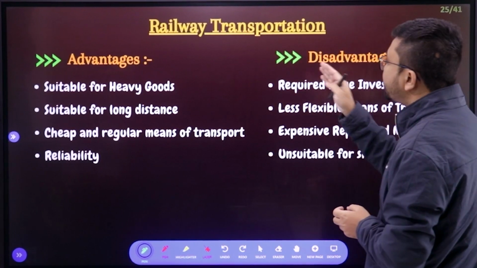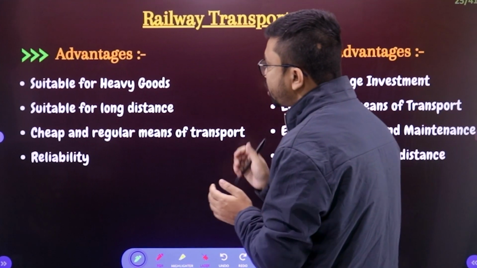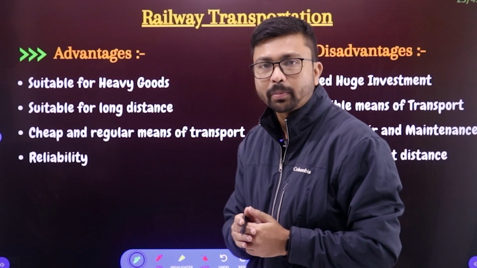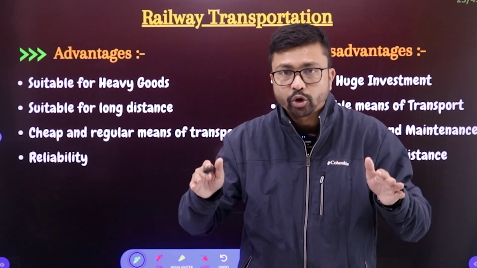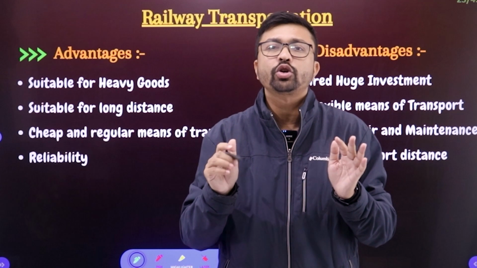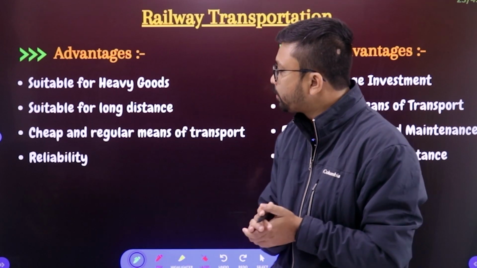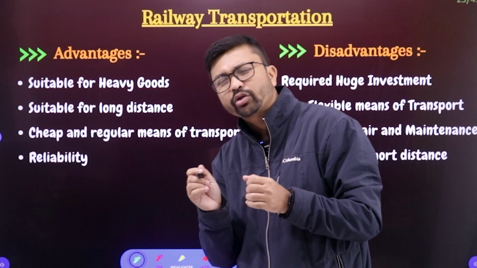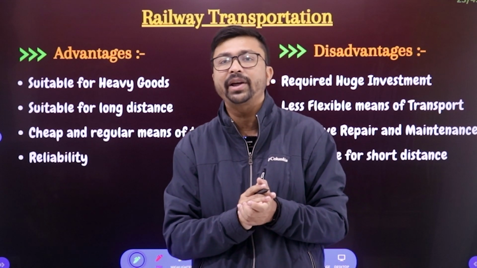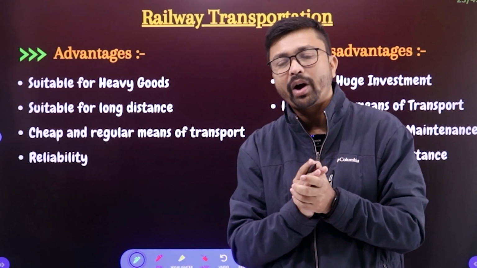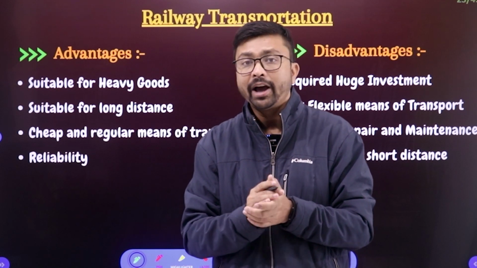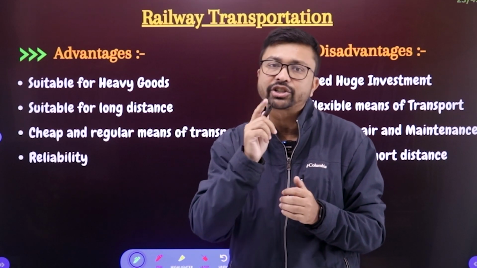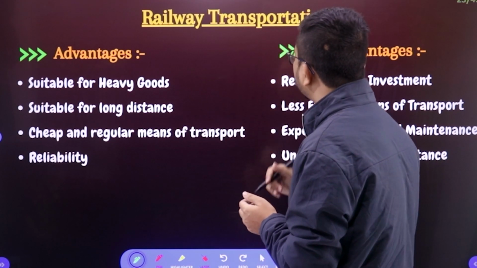Now next, see the advantages and disadvantages of railways. So what are the advantages? Suitable for heavy goods, right? Suitable for long distance. Why is it suitable for long distance? There will be enough space and scope, and the jerking will be less, so the journey will be very comfortable, especially for long distance, right? Cheap and regular means of transportation. So here, the railway transportation cost will be very cheap. Why? Because only one engine is required. Setup cost will always be more, but the transportation cost will be less. And reliability, you can reach the destination on time, right? So those are the advantages of railways.